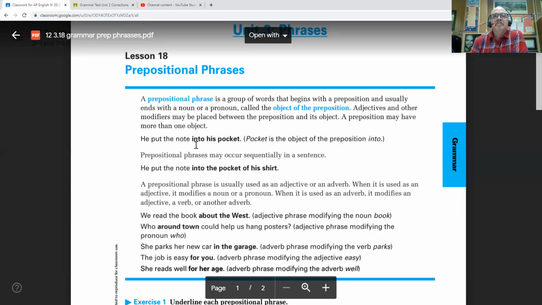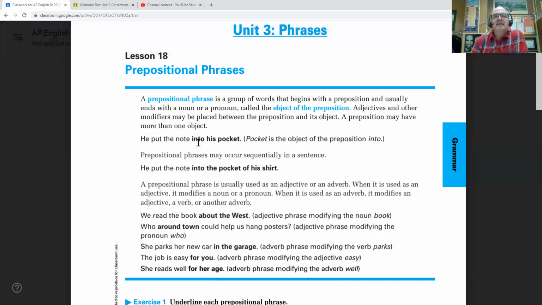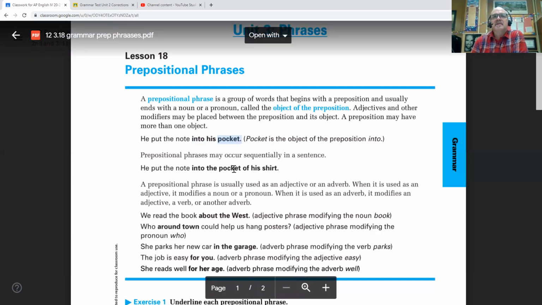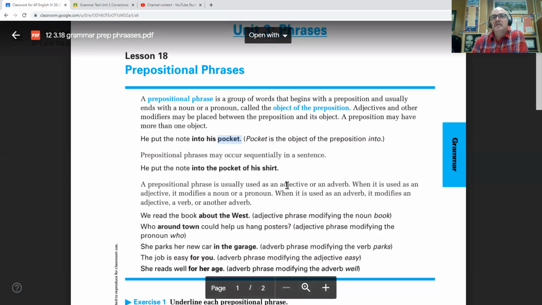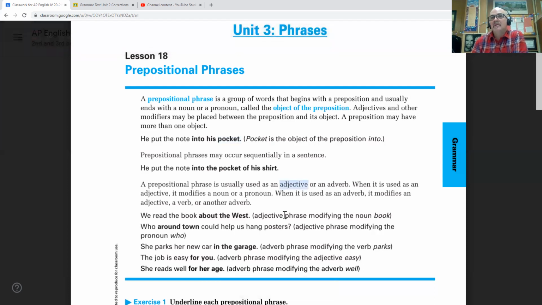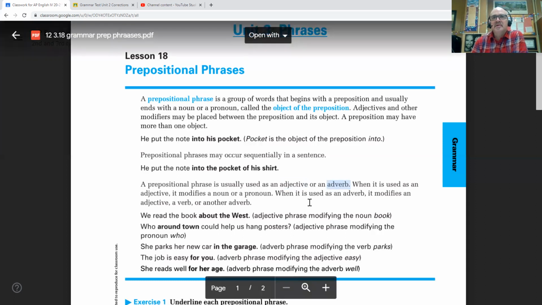So if we say he put the note into his pocket, then the prepositional phrase is bolded there, and into is a preposition, and pocket is the object of that preposition. They can occur sequentially in a sentence. He put the note into his pocket of his shirt, right? Okay, so it's usually used as an adjective or an adverb. In other words, all prepositional phrases are either going to modify a noun or a pronoun if they act like an adjective, or modify a verb, adjective, or maybe even another adverb, because that's what an adverb is, right? So that's just repeating what I just said.